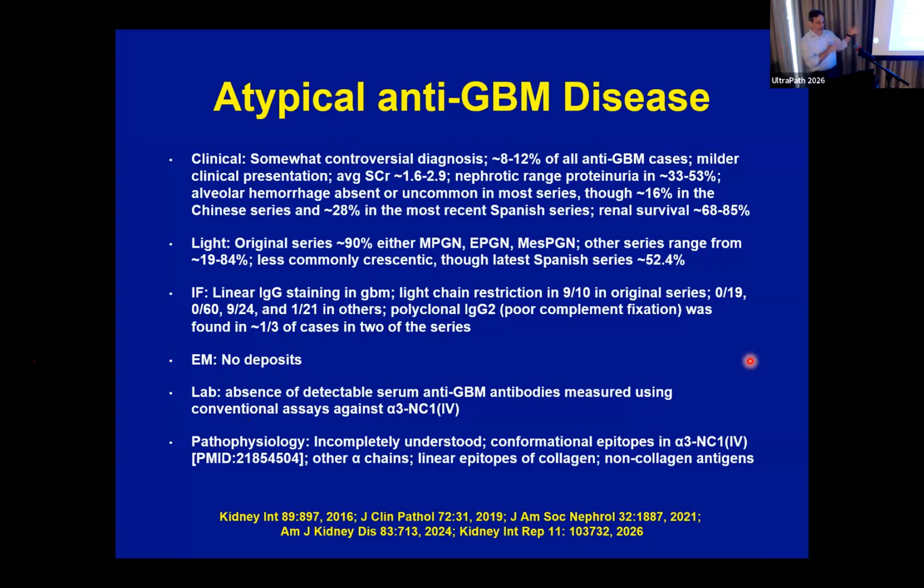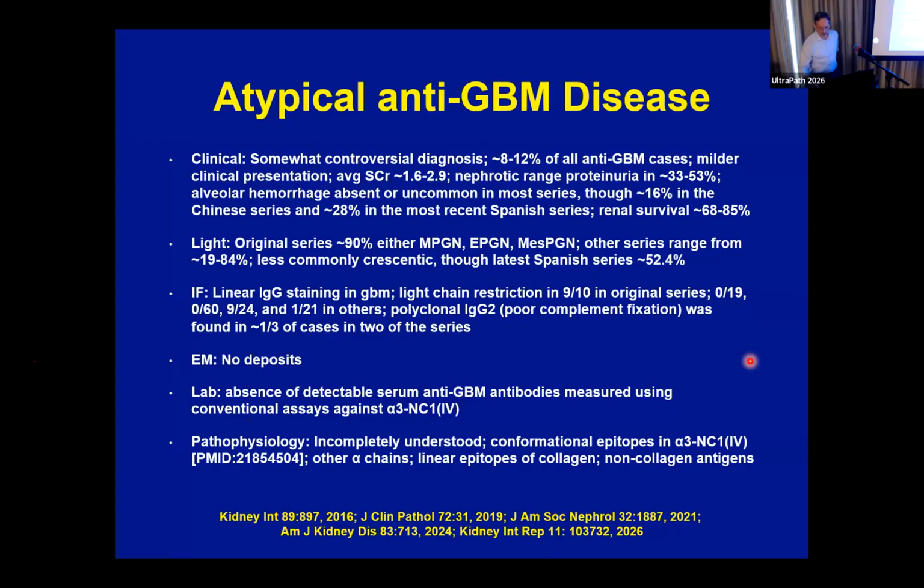The patients with the atypical form have a much milder clinical presentation. The average serum creatinine at presentation is about 1.6 to 2.9. Nephrotic range proteinuria is seen in about 1/3 to half. Alveolar hemorrhage is much less common in this than in typical anti-GBM disease. Although in the most recent series, which were just published, about 20 to 30% of those patients had alveolar hemorrhage. Nevertheless, overall renal survival is decent, about 70 to 85%.